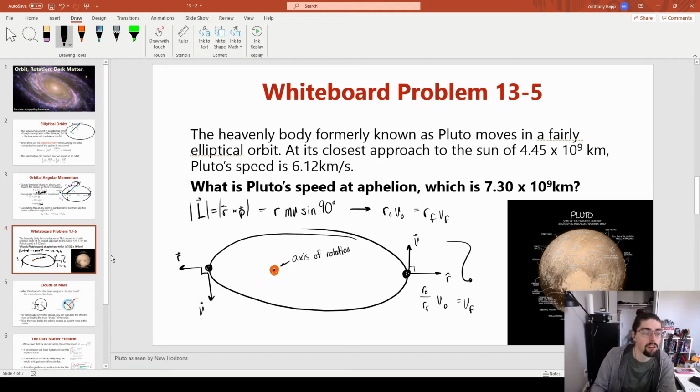I'm not even going to consider the order of magnitude. Screw it. Why would I? Right? Take R naught and let's just call that thing 4.45 divided by 7.30, because both of them have a 10 to the 9th anyways. Multiply that by 6.12, and what we should end up with is that our speed at that farthest point is something like 3.73 kilometers per second. So it does slow down quite a bit.